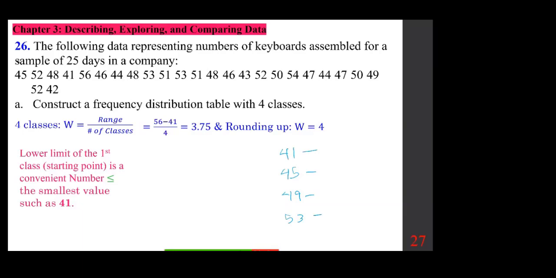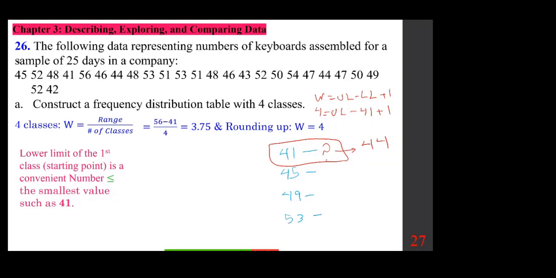Now, what about the upper limit here? If you remember, do you subtract? The width is equal to the upper limit minus the lower limit plus 1 unit. Okay, so this is 4. We don't know the upper limit. We know the lower limit to be 41, plus 4 minus 1, and therefore this becomes 44. I'm showing you how to come up with that.